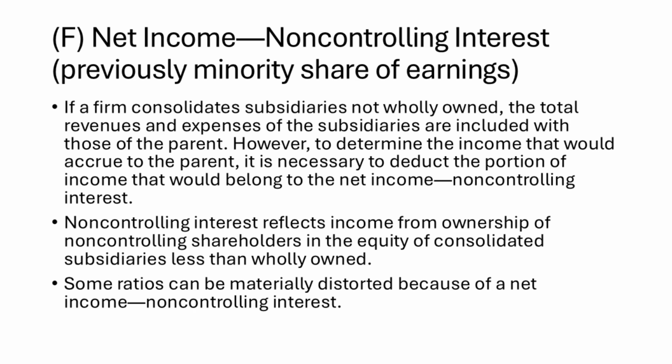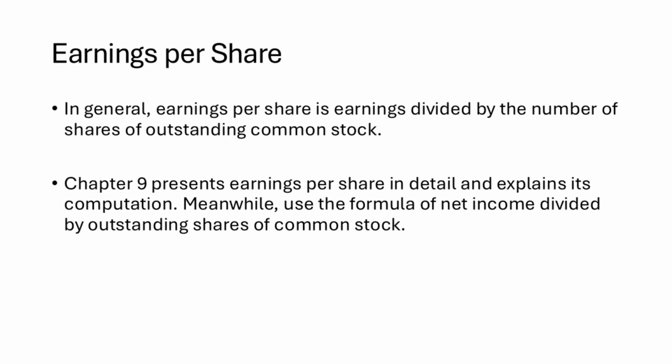Exhibit 4.9 illustrates net income attributable to the non-controlling interest. Some ratios can be materially distorted because of the net income non-controlling interest. For each ratio influenced by the net income non-controlling interest, this book suggests a recommended approach. So we finish the special items in the income statement, and we will talk about a new topic, earnings per share.